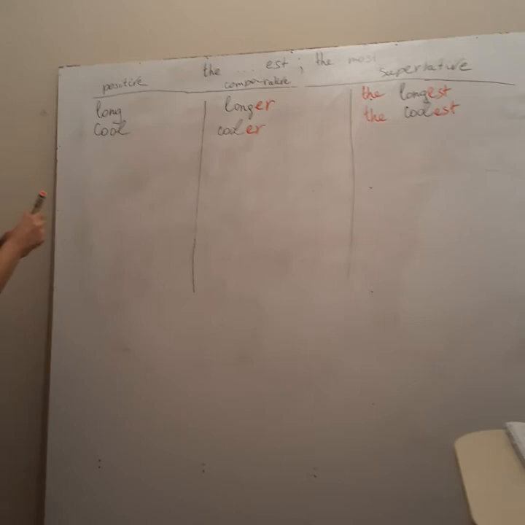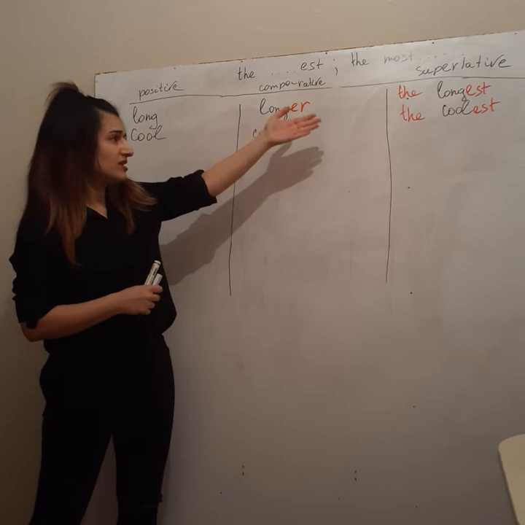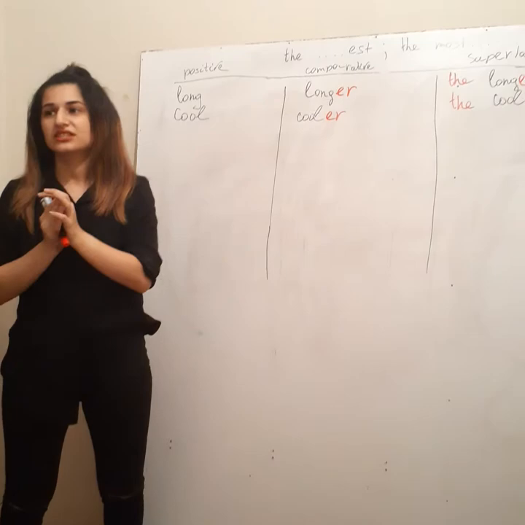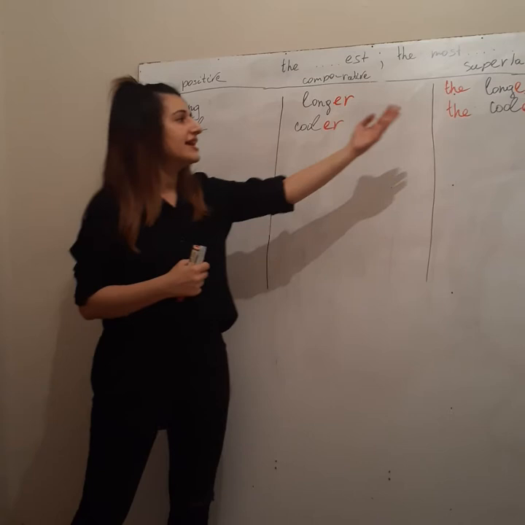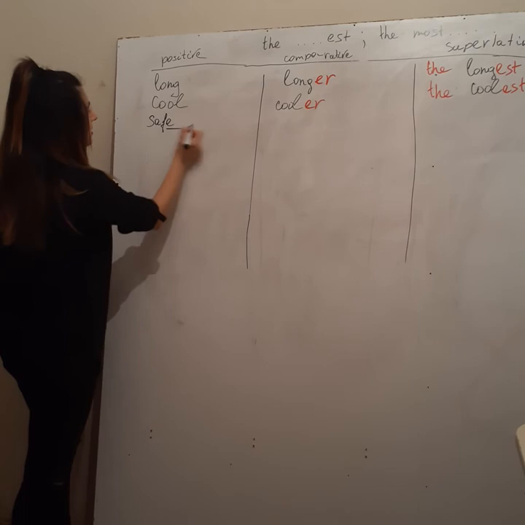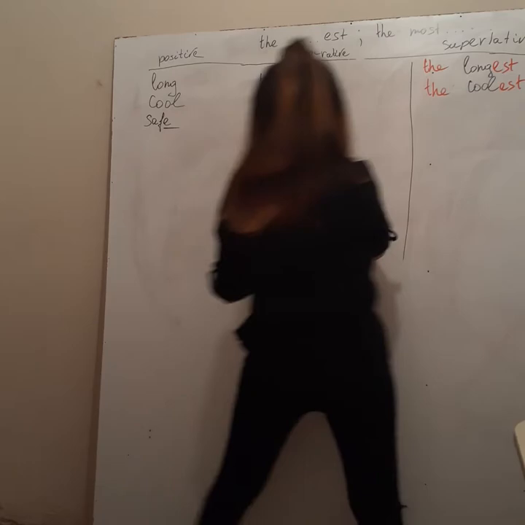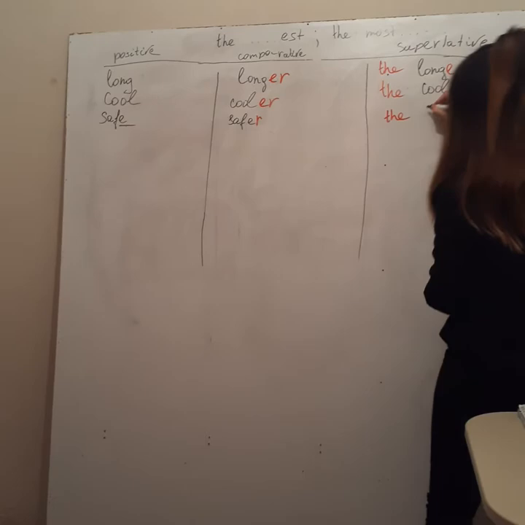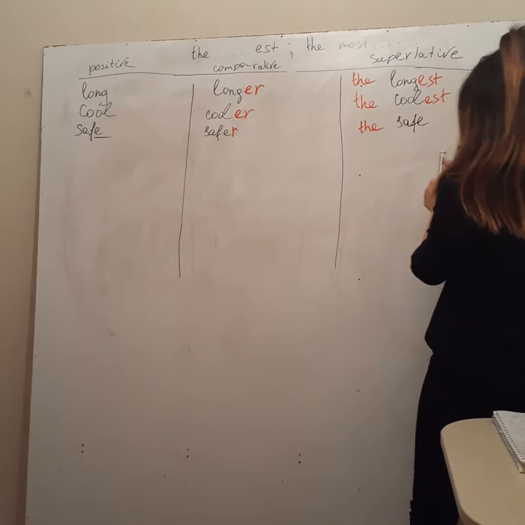And as with comparative adjectives, in the same way, I must write superlative adjectives. For example, when our one syllable adjectives end in the letter E, we only add R in the comparative, and we only add ST in the superlative form. Okay, safe. And we only have to add the letter R here. The safest. Okay, I added here only ST.